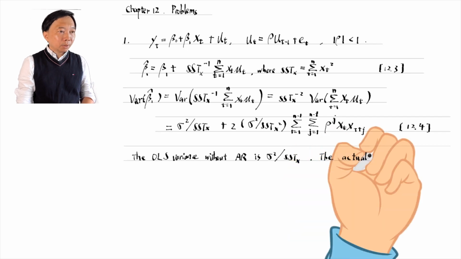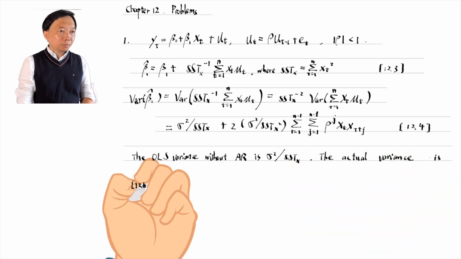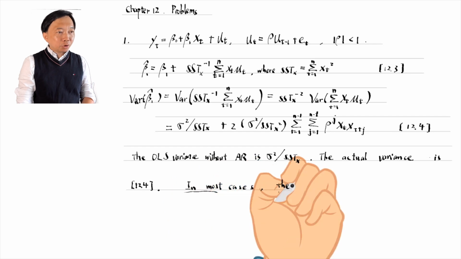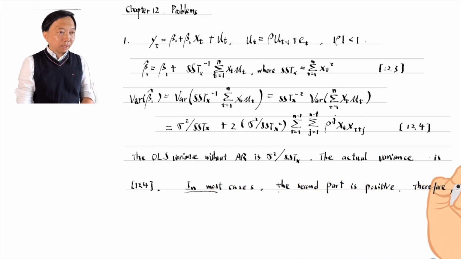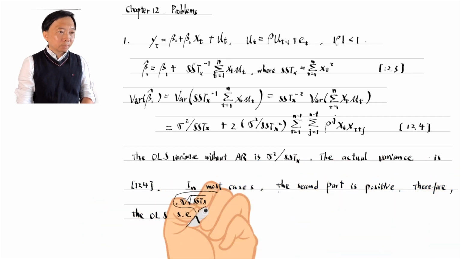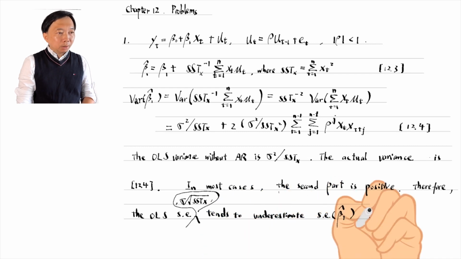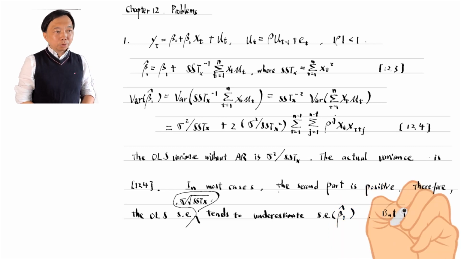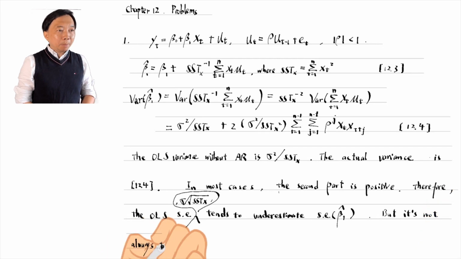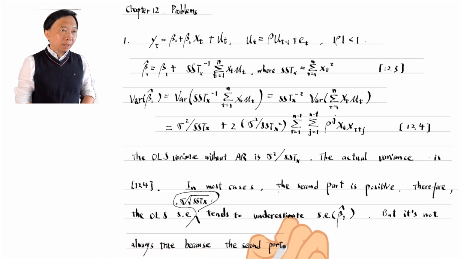In most cases, the second part is positive, so the actual variance is greater than the OLS variance. In other words, the OLS standard error tends to underestimate the actual standard error. But it is not always true, because the second part could be negative in some cases.